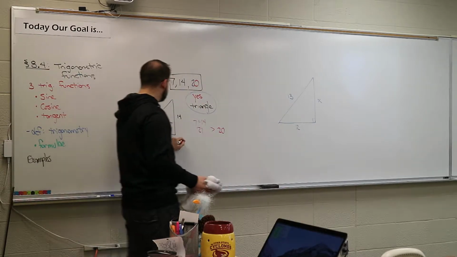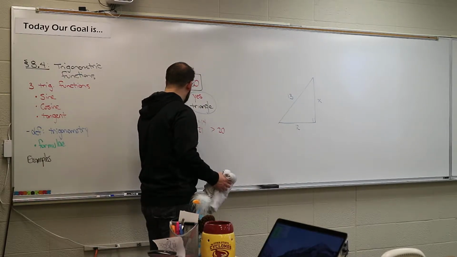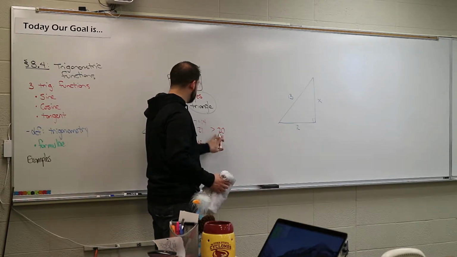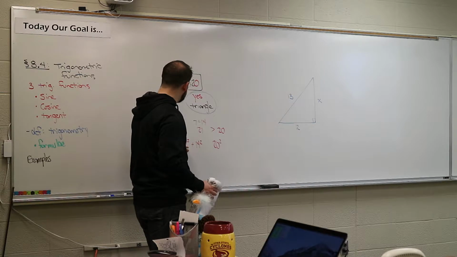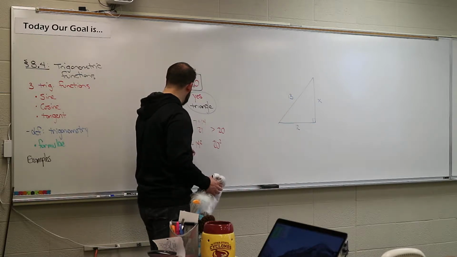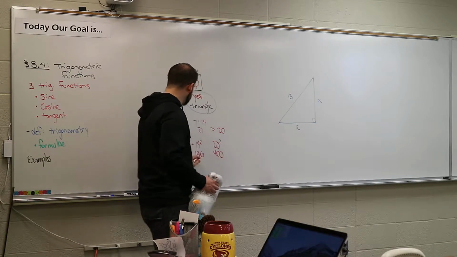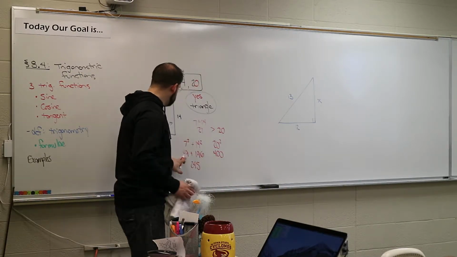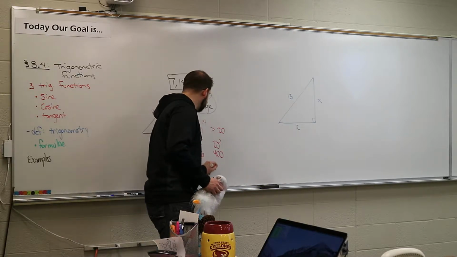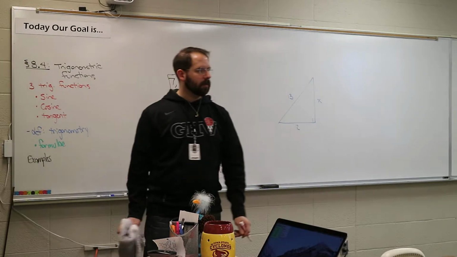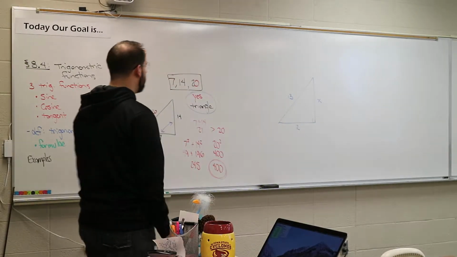That's where you square these. So 7 squared plus 14 squared, and we have to see how that relates to the 20 squared. So 7 squared is 49. We're going to add that to the 196, and we're going to check that with 400. If I add these together, I get 245, and this is 400. So you see that the hypotenuse is way too big. The hypotenuse is way larger than the other two added together.